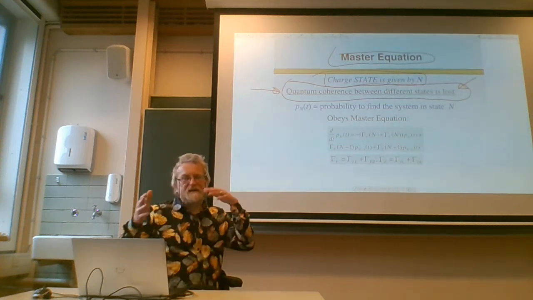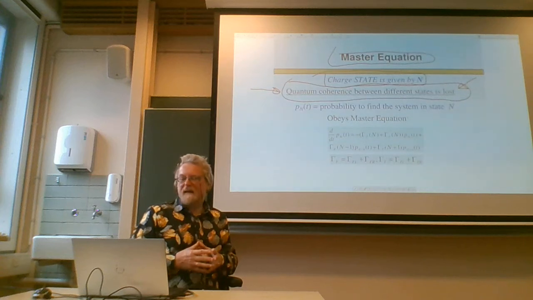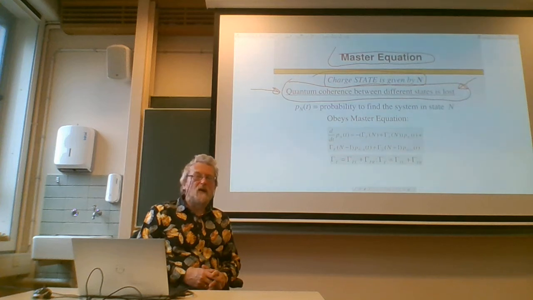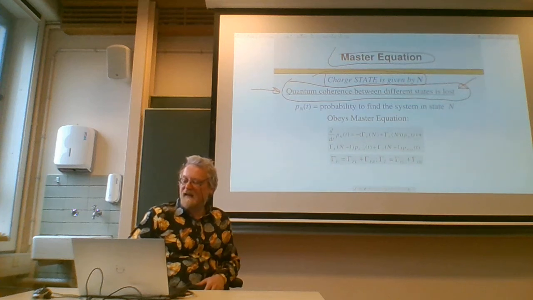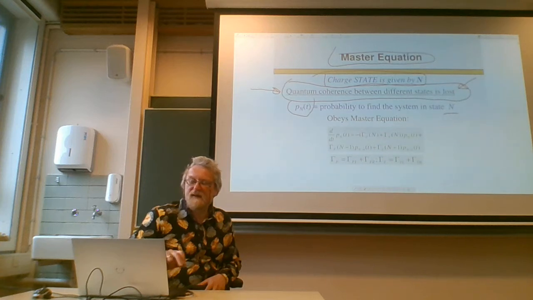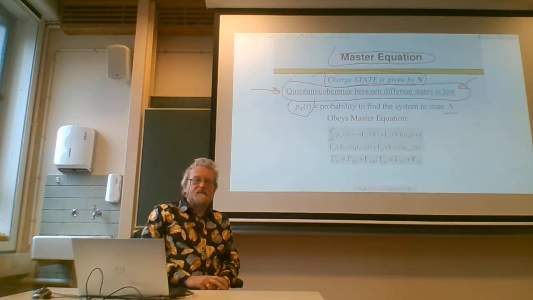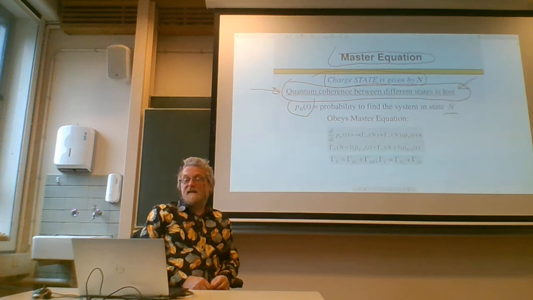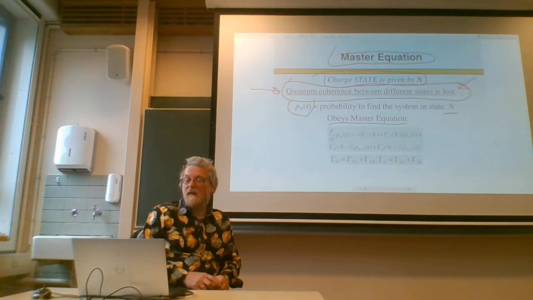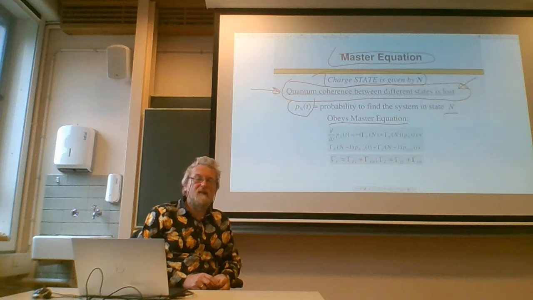Okay, then different tunnel processes happen, and they're stochastic, and we don't know precisely when we find our system, our island in the state N. We can only know probabilities to find it. Well, these probabilities obey master equation, which is nothing but bookkeeping equation for probability. Perhaps you have heard about this.